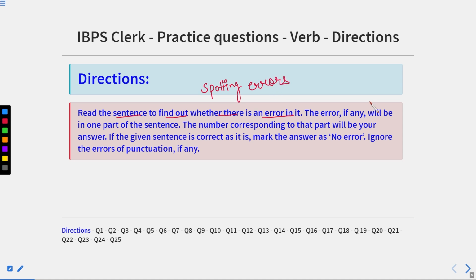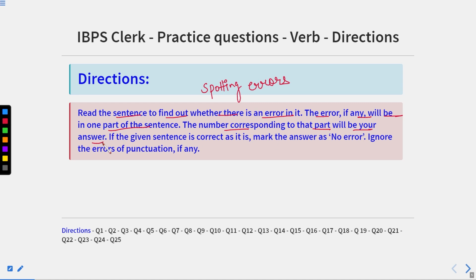Now, what we have to do, the error, if any, will be in one part of the sentence. So this is very clear to us that it may be possible that there is a sentence in which we have several parts, but the error will be only in one part of the sentence. It means if a part contains the error, that will be the answer. We need not explore the other parts whether there is an error or not, because the error will be in one part of the sentence only. The number corresponding to that part will be your answer.